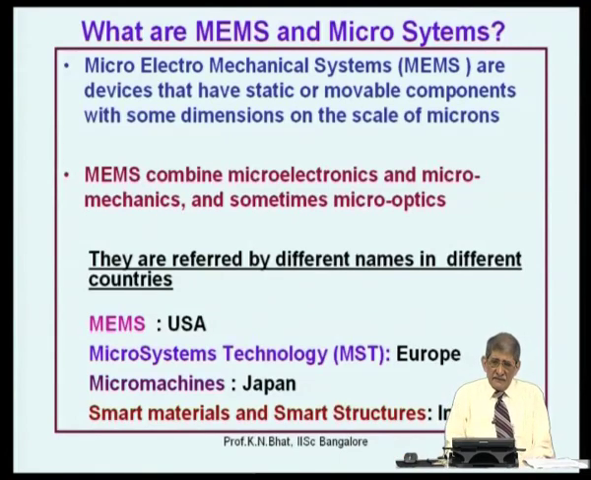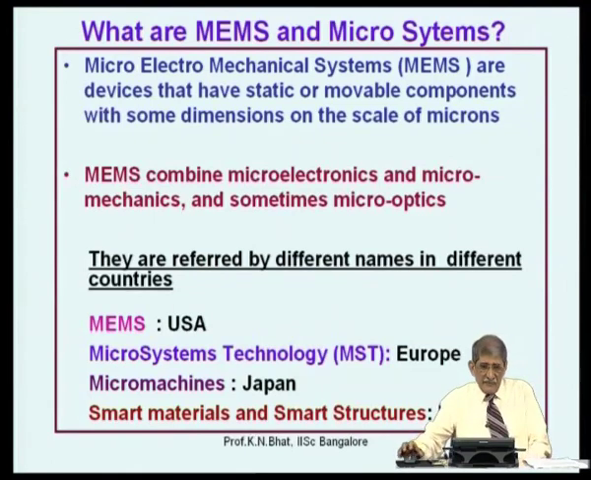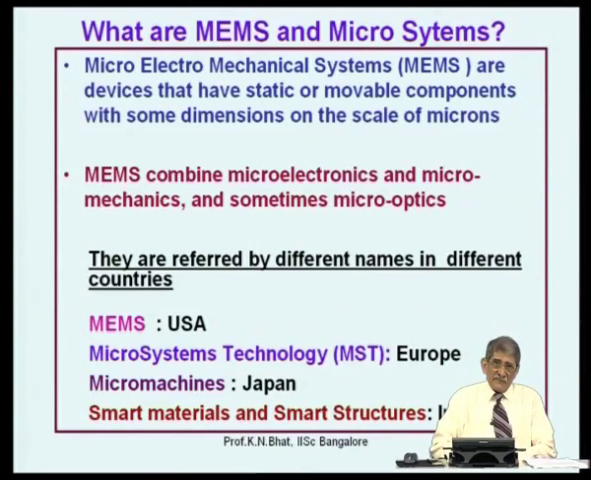So, first we begin with what are these microsystems and MEMS. MEMS is the catchword today. Everyone talks of MEMS, which is micro electromechanical systems, and already talk has begun on NEMS, which is nano electromechanical systems. So, these MEMS or micro electromechanical systems are devices that have static and movable components with dimensions in the scale of microns. If you want to talk of NEMS, those devices will have dimensions in the scale of nano. So, it depends upon your ability to shrink these device sizes to the nano.